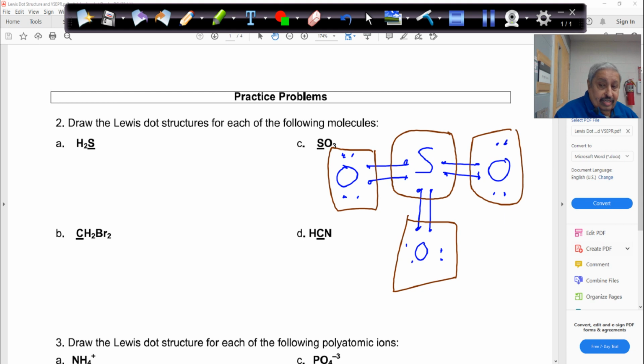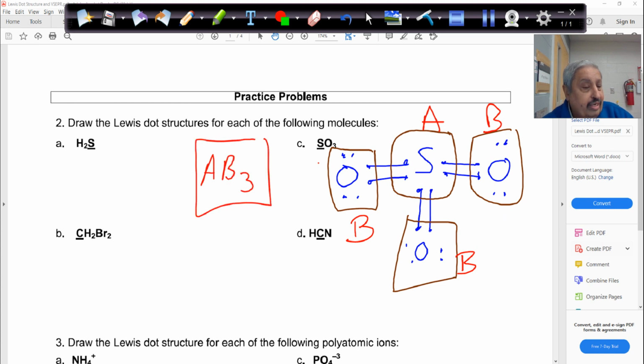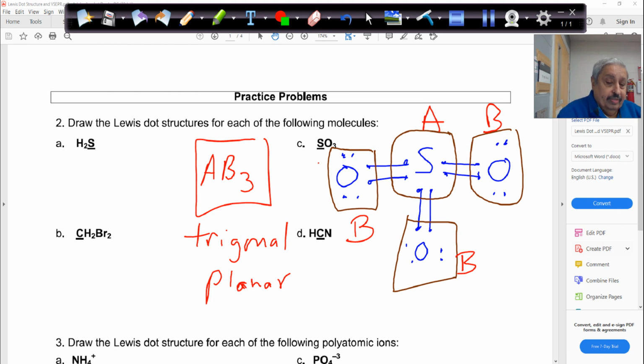So we have three regions, three units, whatever you call them, because there are three double bonds. We don't differentiate between double bond, triple bond, lone pair, or single bond. So three regions, or three zones, or three units, and then we have to label this. As I said, the central atom is underlined for us. This is A, this is B, this is B, this is B. There is no lone pair on the central atom, so this will be AB3. The molecular shape will be trigonal planar. Okay, trigonal planar.